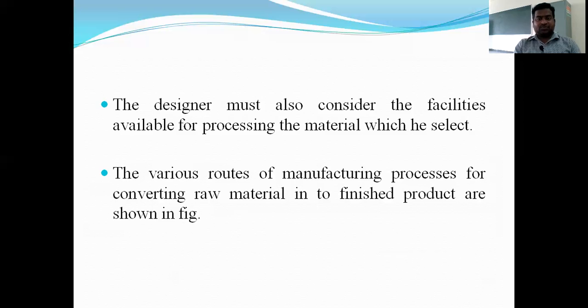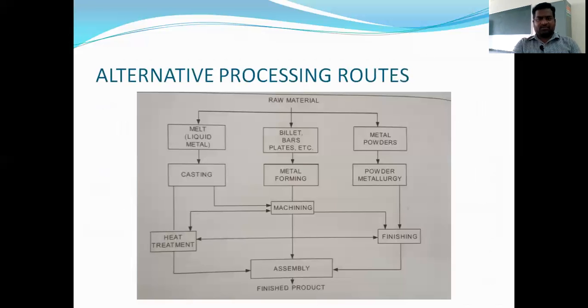And the various routes of manufacturing processes for converting raw material into finished product are shown in the figure. So we have a number of ways that we observe in this diagram. Okay, so observe here, first, the raw material is coming to this side.